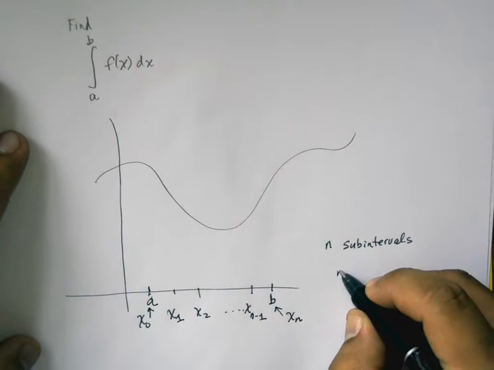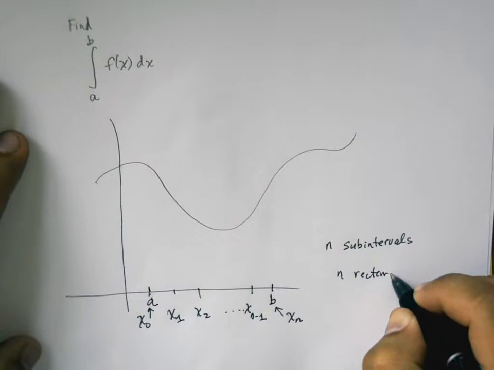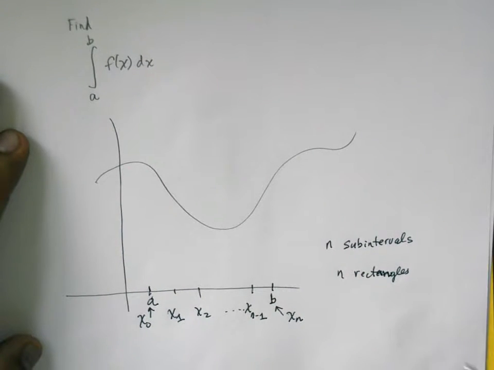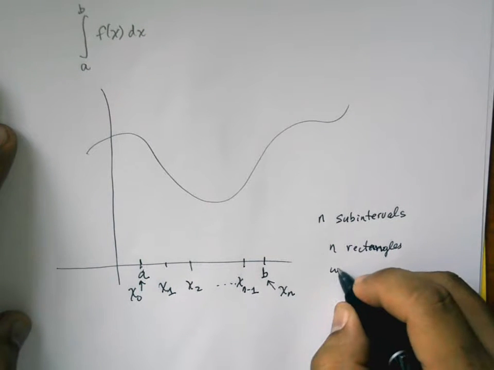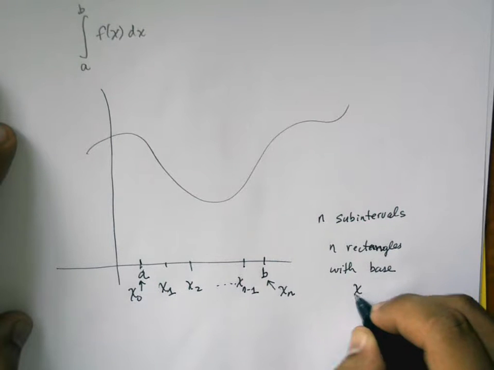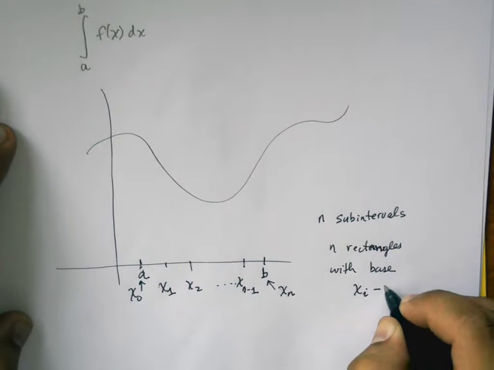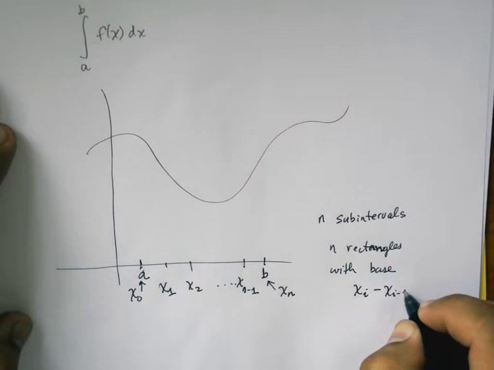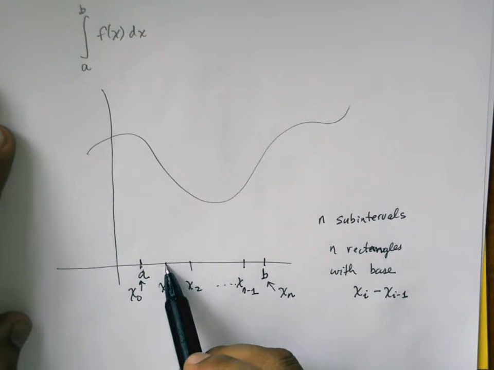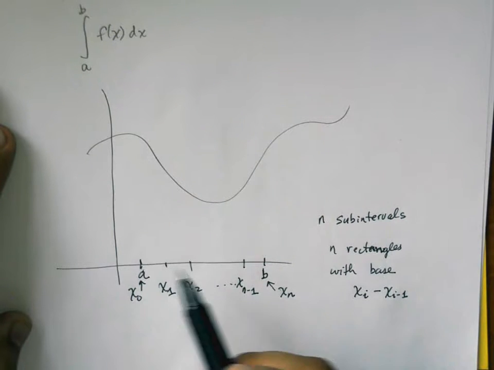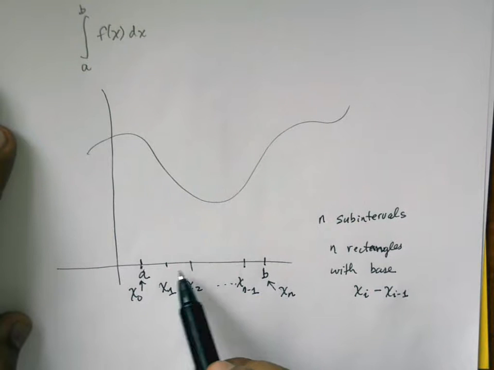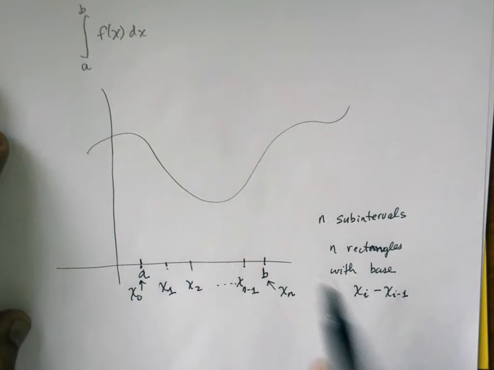And so we have n rectangles, each of them with base x sub i minus x sub i minus 1. For example, the base of the first rectangle is x1 minus x0. The base of the second rectangle is x2 minus x1.